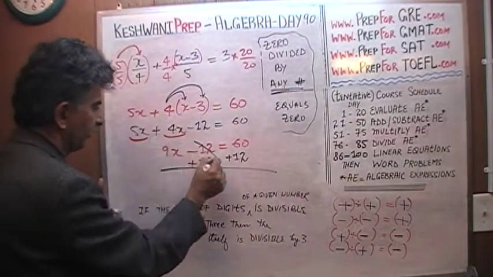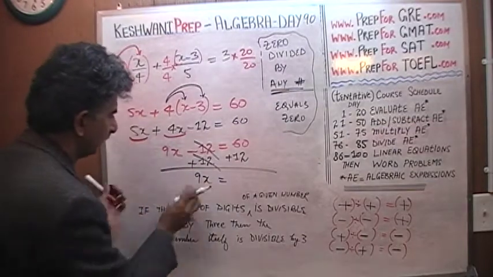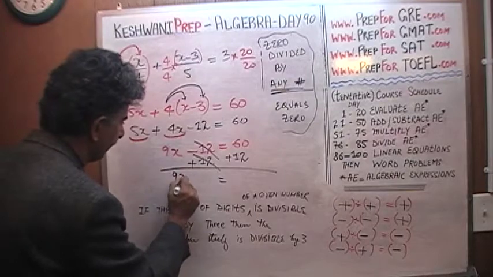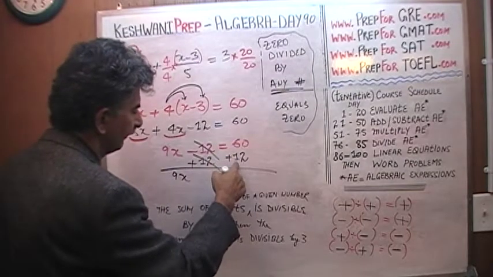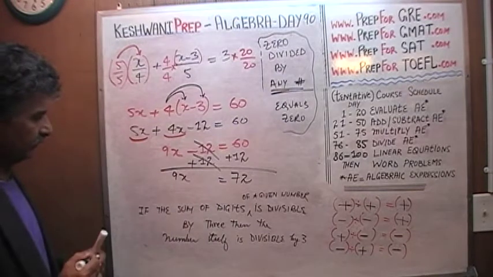Negative 12 and a positive 12 cancel out. And we end up with 9x equals, this 9x comes down. If it bothers you sitting over there, put it here if you like. 9x equals 60 plus 12, which is 72. And now we have to divide both sides by 9.